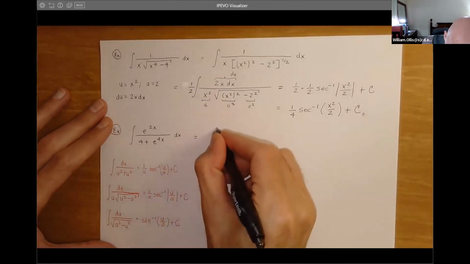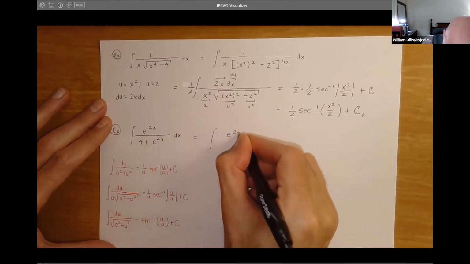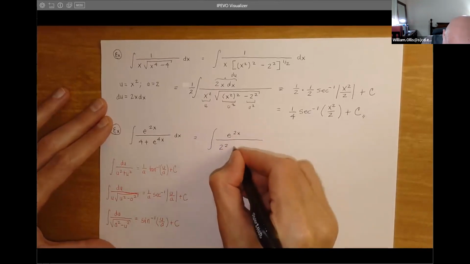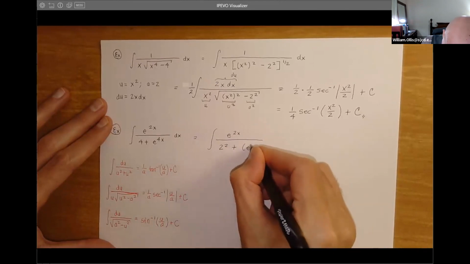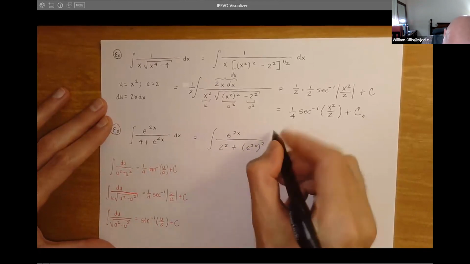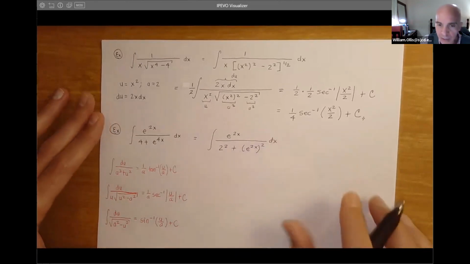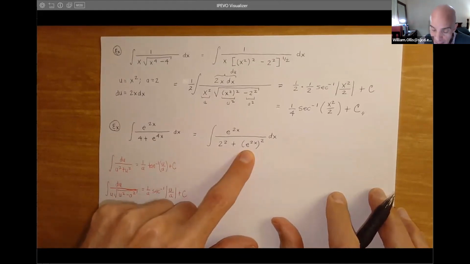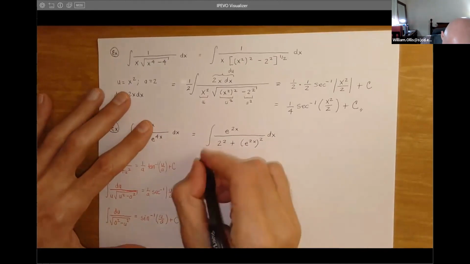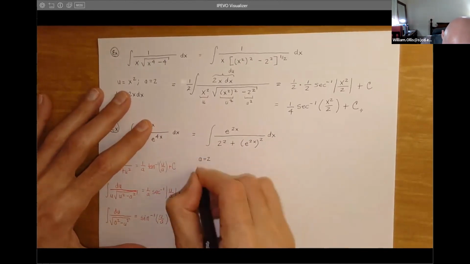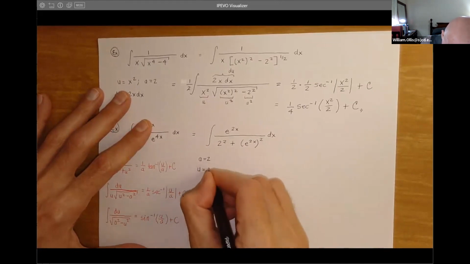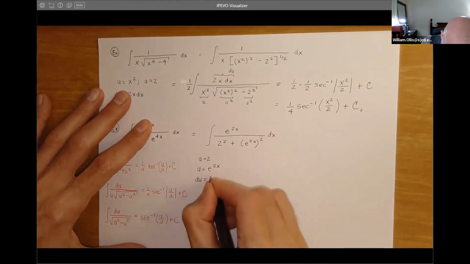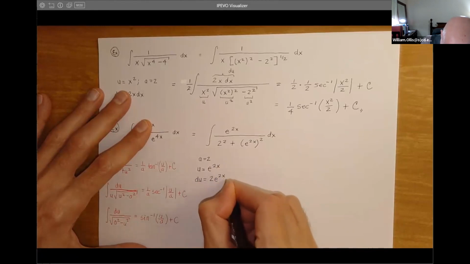So first, what we can do is write e to the 2x, and then figure out what an a and a u would be in this case. So we have 2 squared plus e to the 2x quantity squared dx. This looks like an excellent candidate for this formula. So now we can see that the u is e to the 2x and the a is 2. So a equals 2 and u equals e to the 2x. Then of course, du is 2e to the 2x dx.